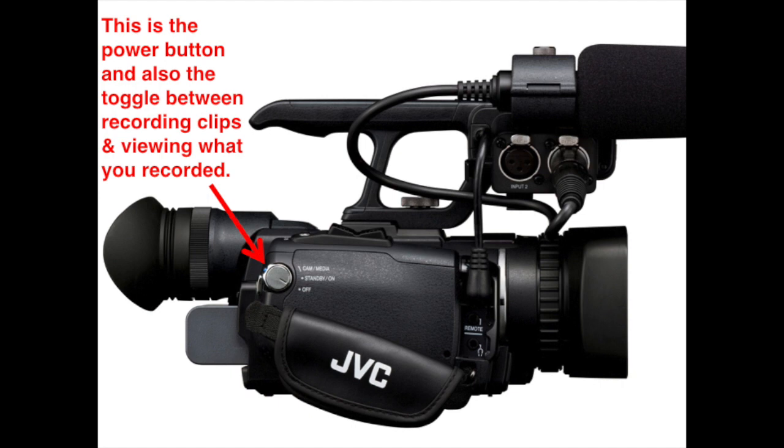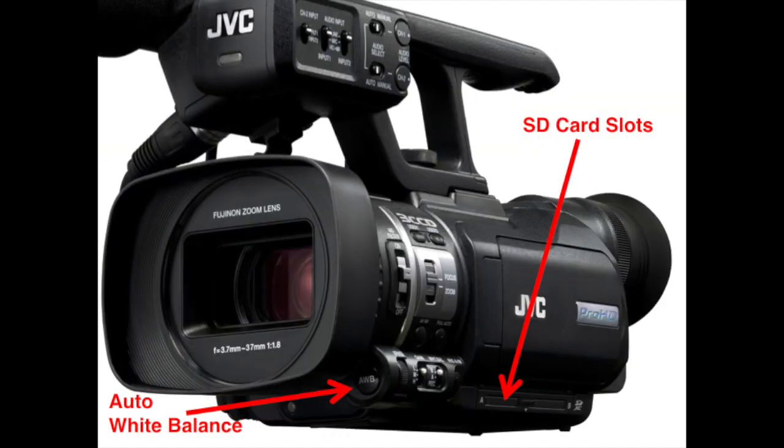Then finally you can see the front of the camera with the lens cap opened. And you'll also see that where you find your white balance button is directly underneath the lens, and it's marked AWB, and that's where your auto white balance is.